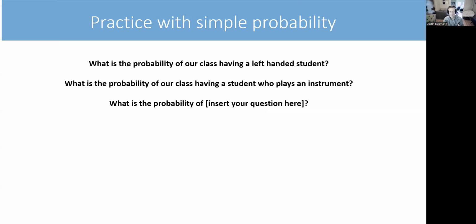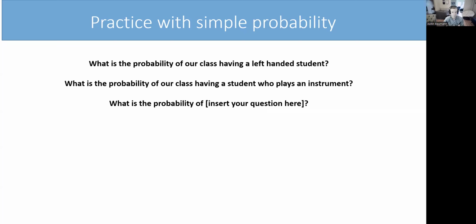Might be better to do like, what's the probability of our class having a student who plays a sport? Something on the order of 45 to 55% of Bates students are on a sports team. So the probability would be like 45 to 55 for one student, right? And there's a good chance we have more than one student.